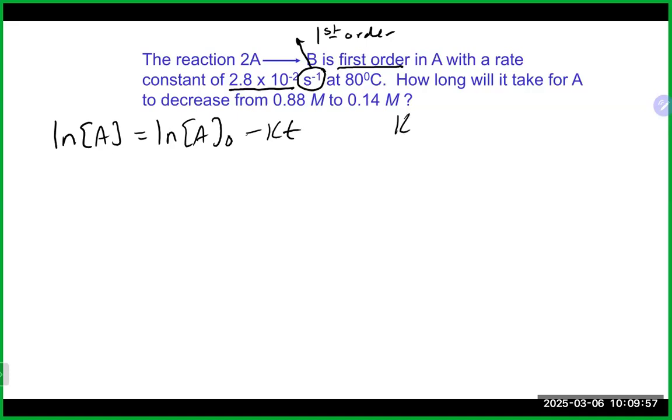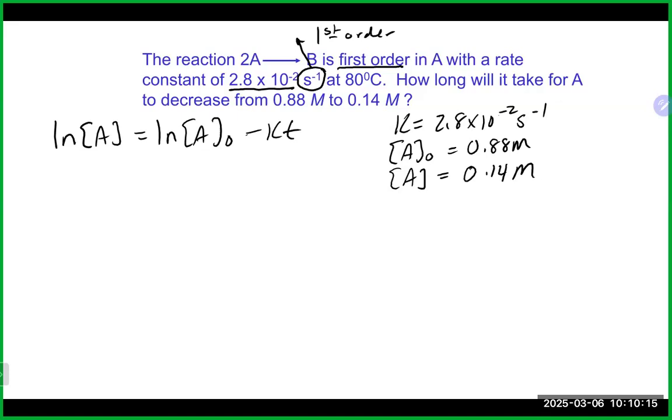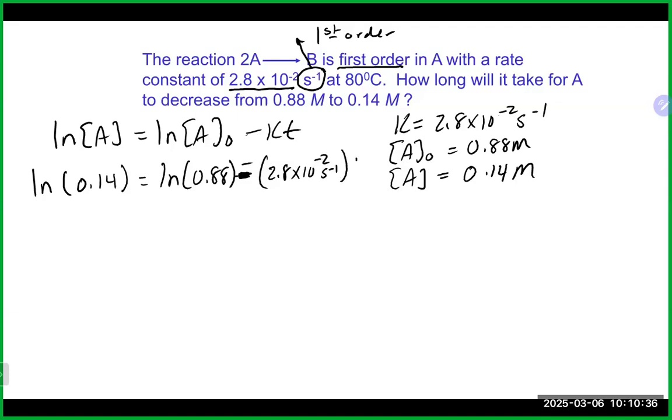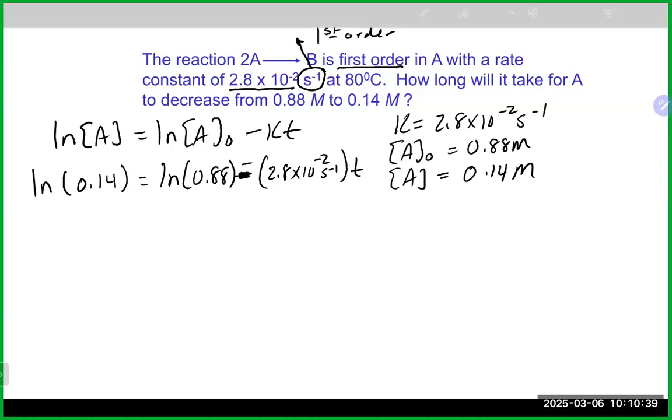In this case, obviously, we have our rate constant, 2.8 times 10 to the minus 2 reciprocal seconds. We have our initial concentration here, which is 0.88 molar. We have our final concentration, which is 0.14 molar. And at that point, it's pretty much everything we need. So that's going to get us here: the natural log of 0.14 equals the natural log of 0.88 minus, kind of like equals, but not so much, minus our 2.8 times 10 to the minus 2 reciprocal seconds and our t in this particular case.